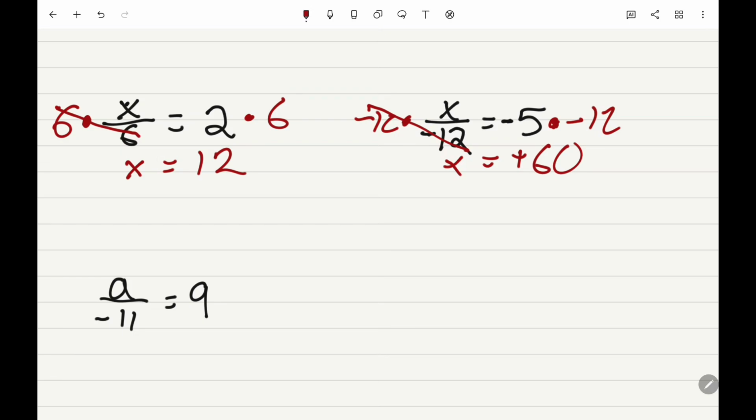Last one. a divided by negative 11 equals 9. To get rid of division, we're going to do multiplication. And we're going to go ahead and multiply by the denominator, which is negative 11. When we multiply and divide by the same integer, it turns into 1. So we have a is equal to a positive and a negative is a negative. 9 times 11 is 99.